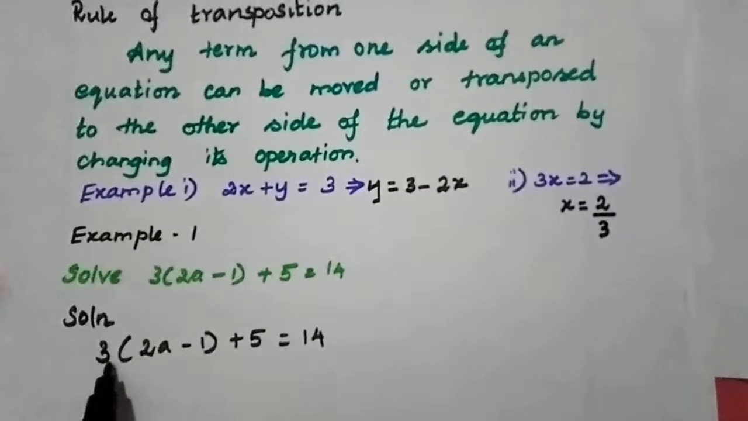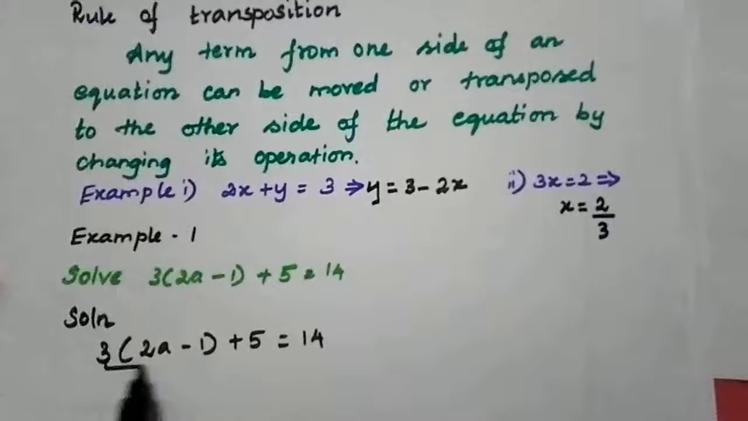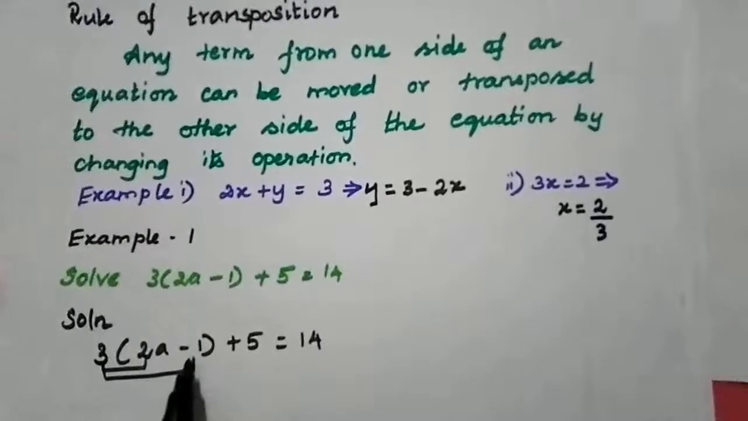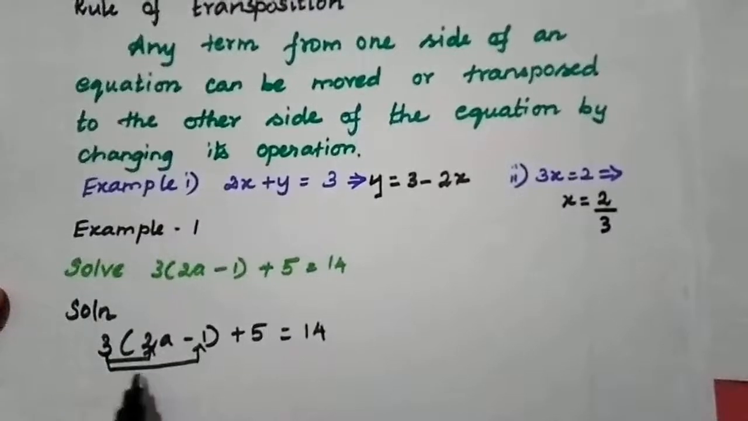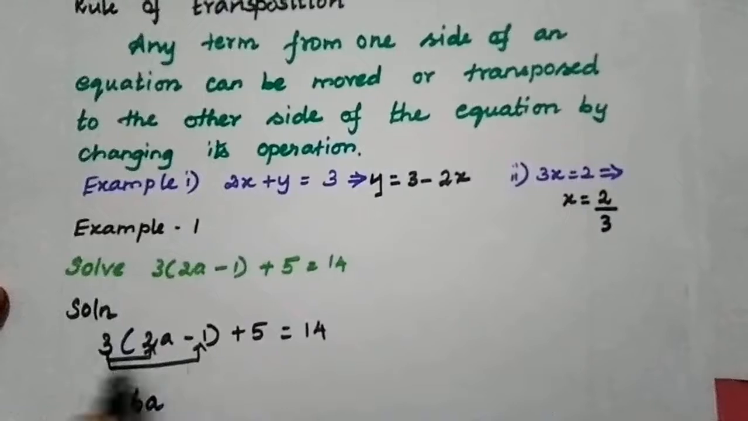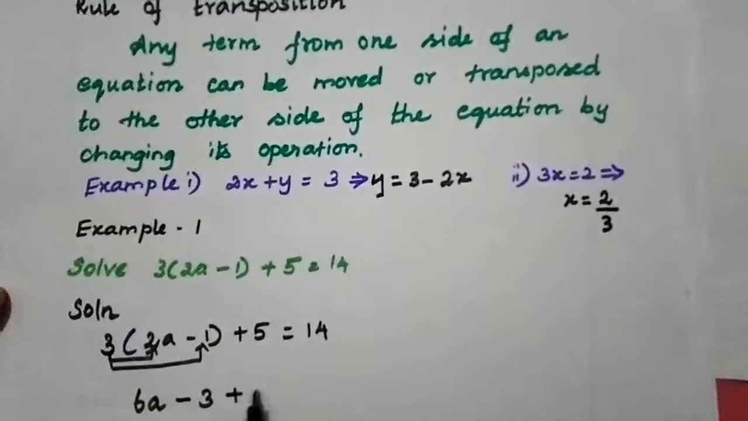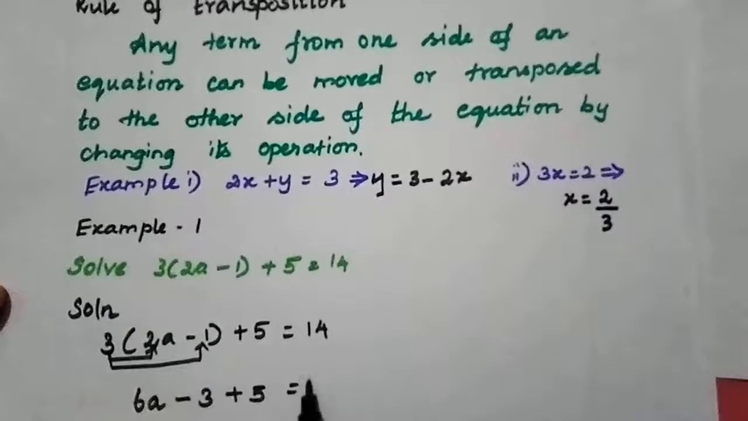Now multiply this 3 with the terms inside the bracket. 3 into 2a. What's the value of 3 into 2a? Yes, 3 twos are 6, 6a. Plus into minus is minus, 3 ones are 3. Plus 5 is equal to 14.